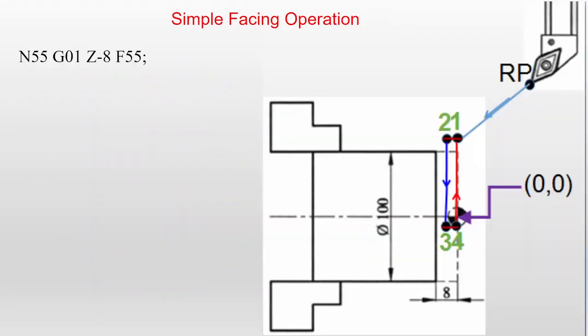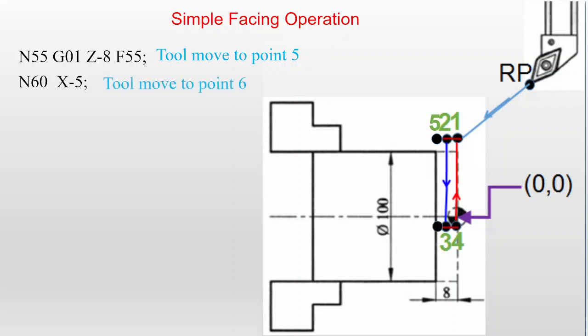Next, because we want to cut up to 8 mm, N55, G01, Z minus 8, F55. So the tool moves to point 5. Then again the tool comes to X minus 5. The tool moves to point 6. So vertically the tool is moving from point 5 to point 6.